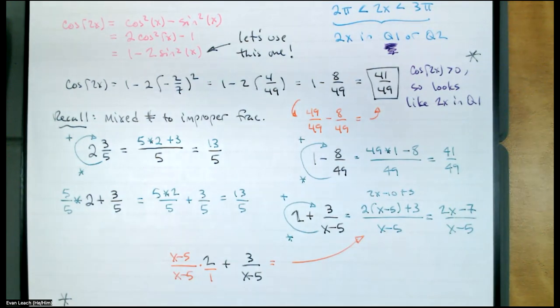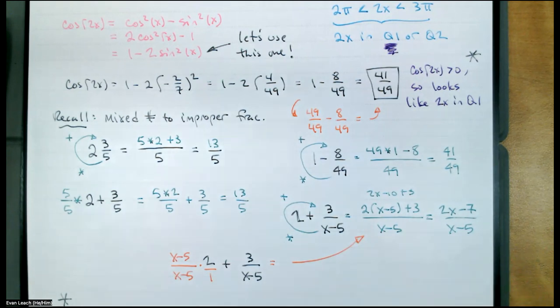This is not the only way we could have approached this problem. This was the intended way of us approaching this problem. So whoever wrote this problem intended for you to say, oh, I see this cosine of 2x means I should use the double angle identity. But we don't have to do that.